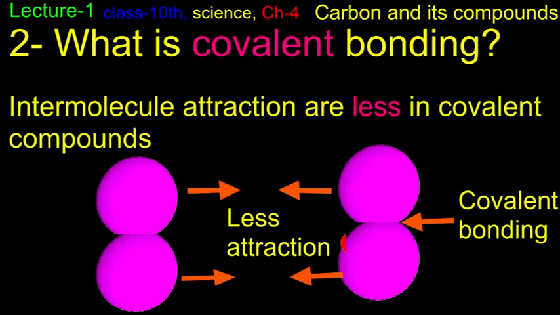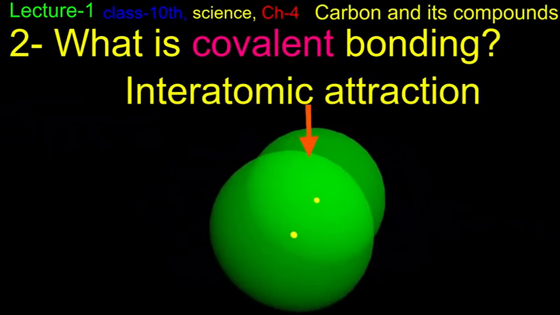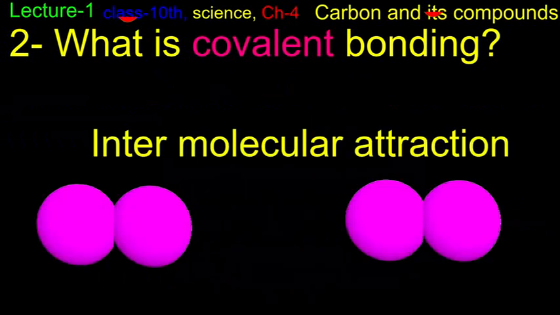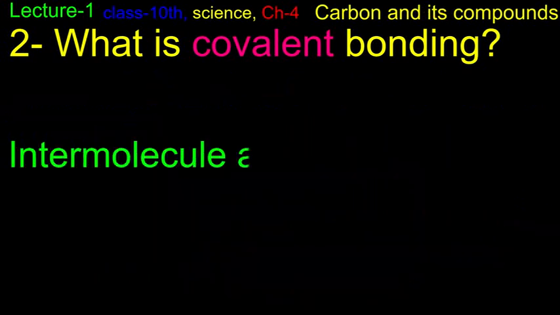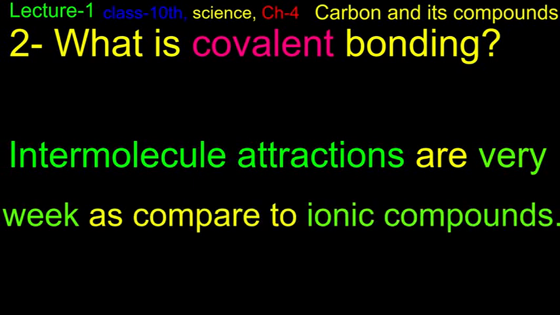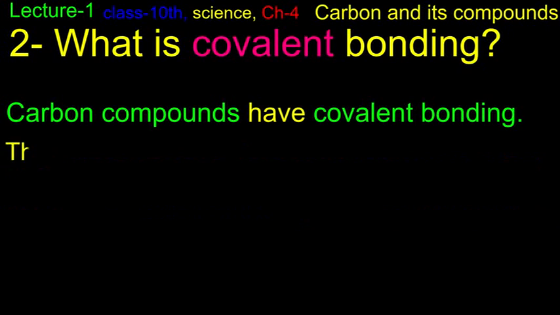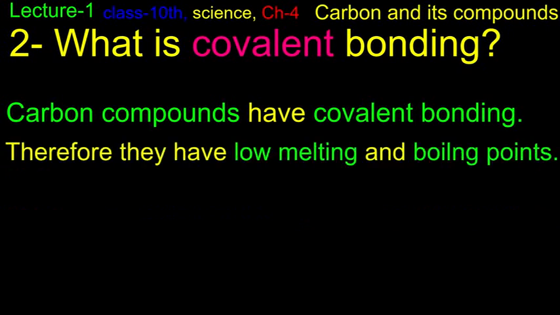The intermolecular attractions are less in covalent compounds. Here you pay heed to the intermolecular attractions. We are not talking about interatomic attractions. We are talking about intermolecular attractions. So these attractions are very weak as compared to ionic compounds. Carbon compounds have covalent bonding, therefore low melting and boiling points.